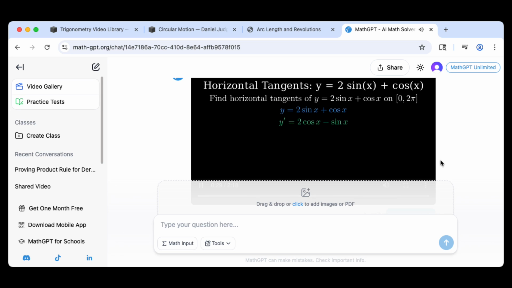Step 2. Horizontal tangents happen where the slope is 0, so set y prime equal to 0. 2 cosine x minus sine x equals 0. Move sine x to the right to get 2 cosine x equals sine x. Divide both sides by cosine x to get tangent x equals 2. Step 3. Solve tangent x equals 2 on the interval. The general solution is x equals arctangent of 2.